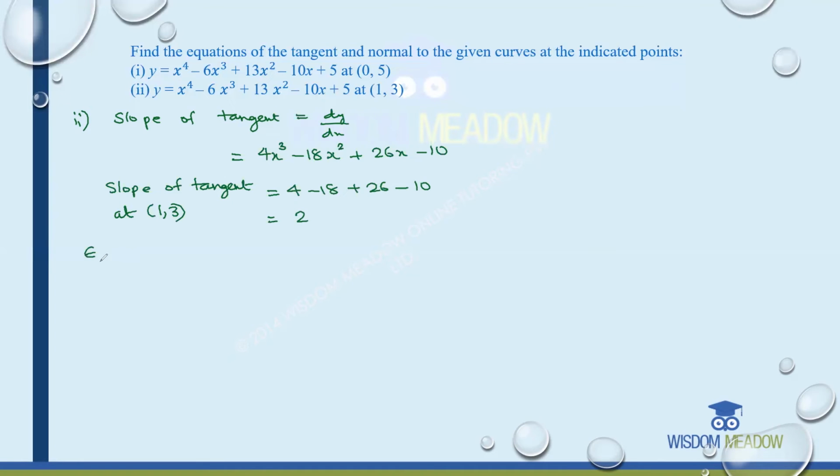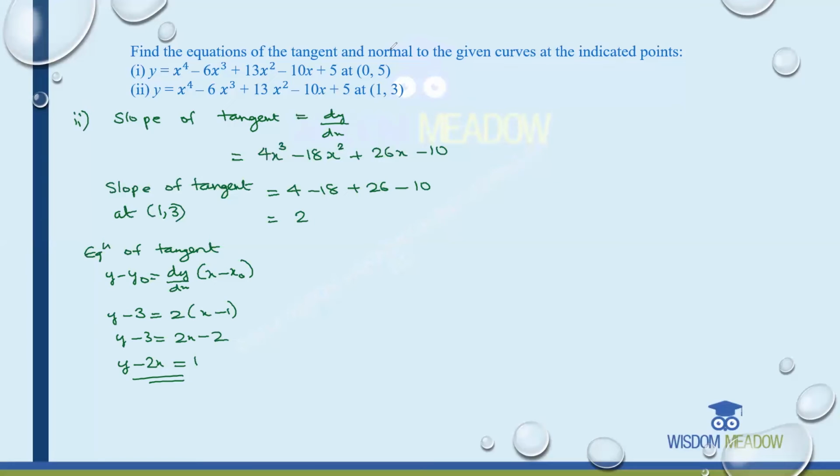Now finding the equation of the tangent, that is y minus y naught equal to m, the derivative, into x minus x naught. The point is (1, 3). So y minus 3 is equal to 2 into x minus 1. So y minus 3 is equal to 2x minus 2. So y minus 2x is equal to 1.